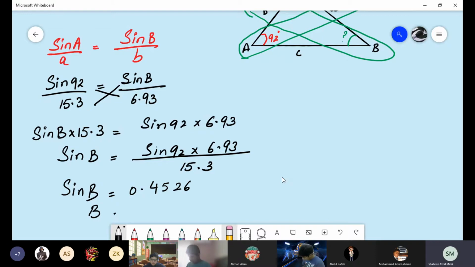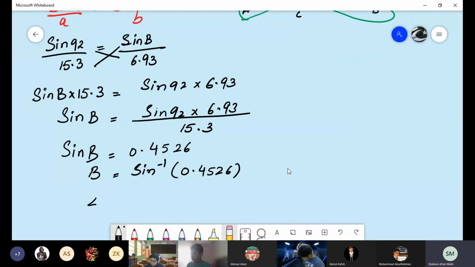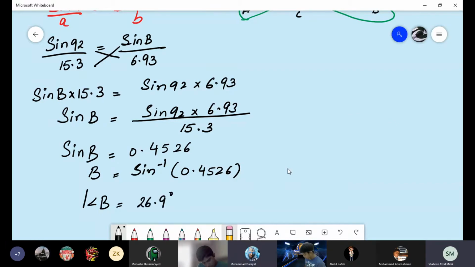So how can you find this angle B? By taking sine inverse of 0.4526. Take the sine inverse of this value and tell me the answer for angle B. Ma'am, sine inverse, shift and then we press sine, right? Yes, it depends on your calculator. Some calculators give it with the shift. If the shift and the sine inverse color is the same, then you have to press shift. If alpha and that color is the same, then alpha. Ma'am, it is 26.9. Very good.